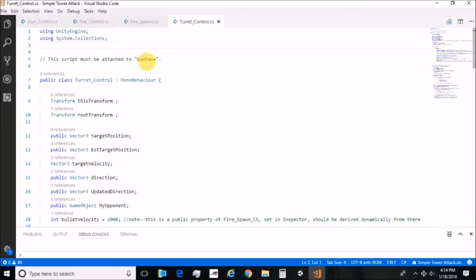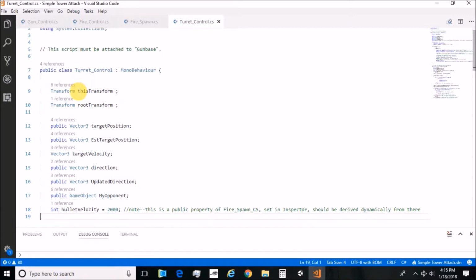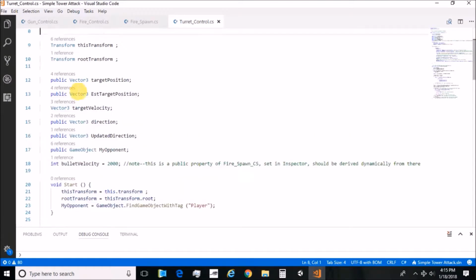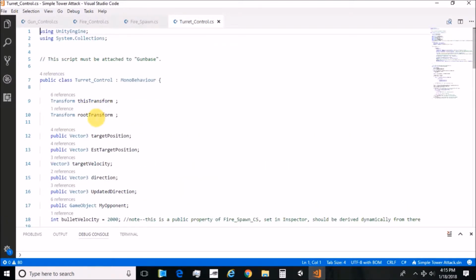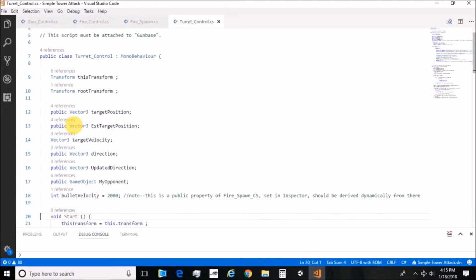The script must be attached to gun base. It's always a good idea to label these, even if you're the only one who's using the script. Certainly if you think other people might be. So I've called this turret control. So let's see the variables that we're declaring. First two, just this transform and root transform, are just going to be this.transform and root.transform.